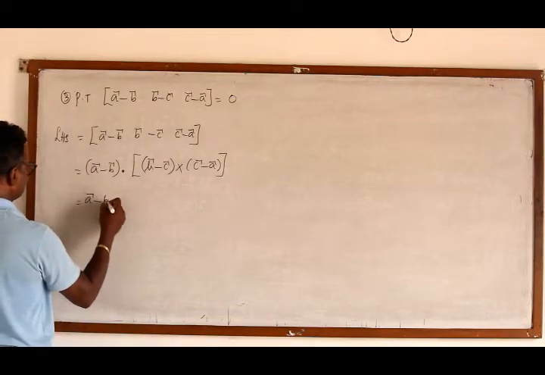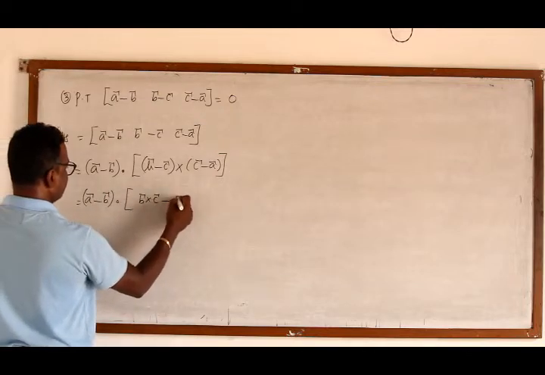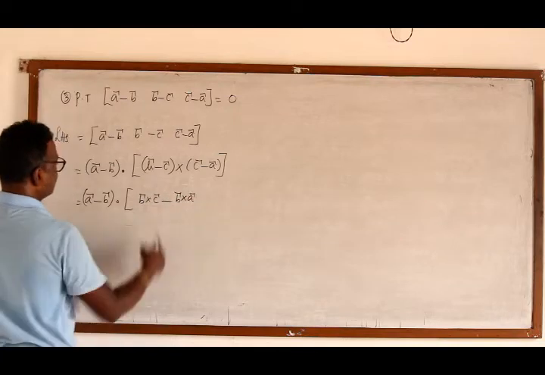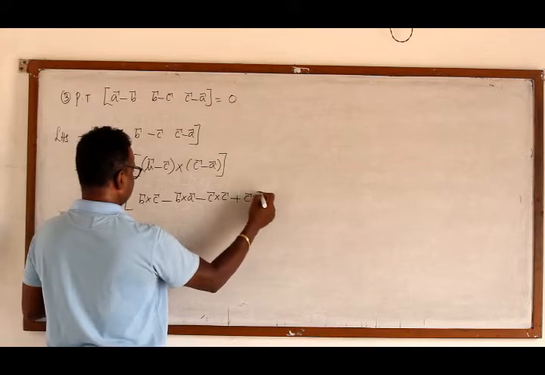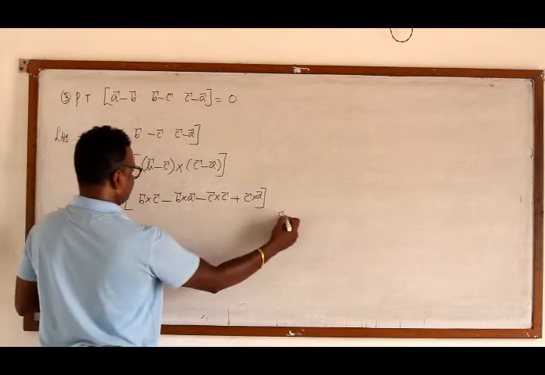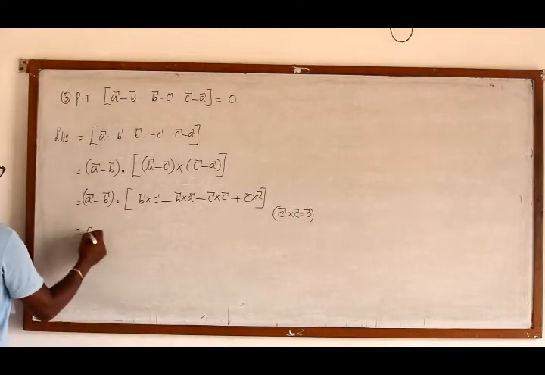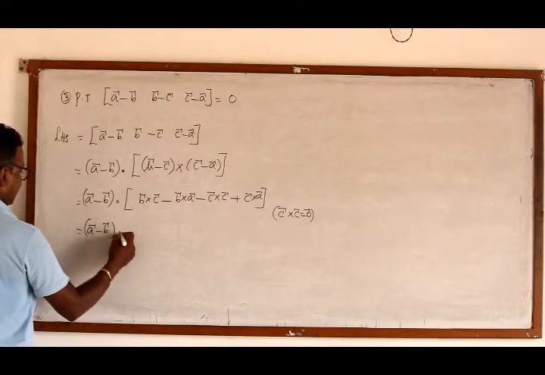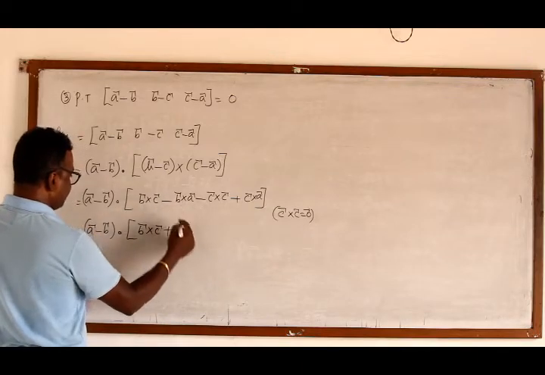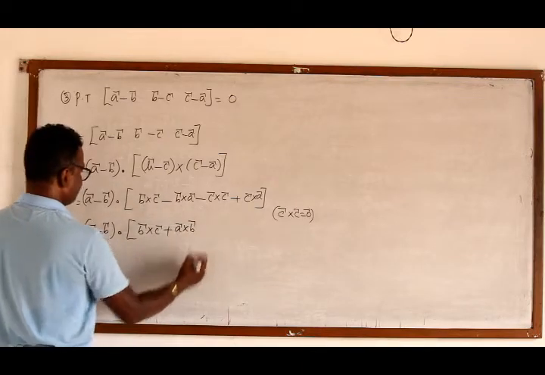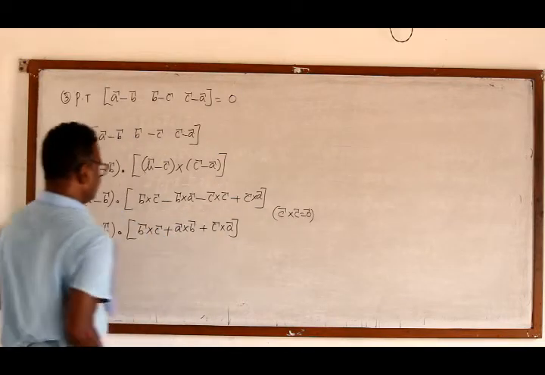Now, cross product is distributive. That means I can multiply. So it is B cross C minus B cross A. Don't change the positions. Minus C cross C. Minus into minus plus C cross C. In this, C cross C becomes 0, because the vector product of a vector with itself is 0. So I got (A minus B) dot, shall I write this as B cross C? If I change the sign, the order of the vectors will change. So shall I write A cross B plus C cross A? Because C cross C becomes 0.